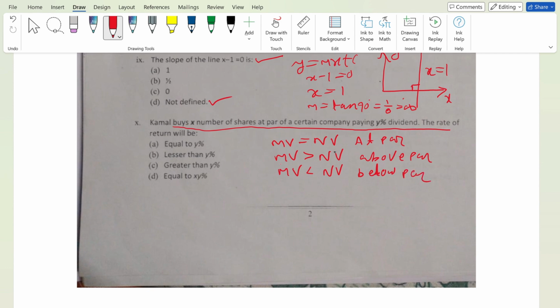Here MB equals NB, this is the rate. At par is given, so MB equals NB. So here it is equal to Y percentage. This one, A is the answer. Dividend percentage and return percentage must be equal.